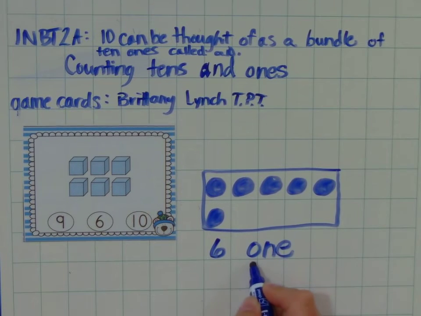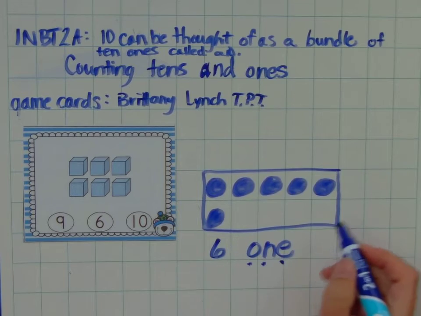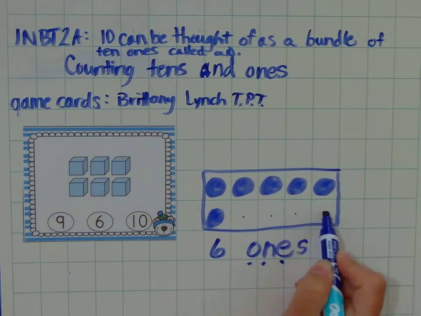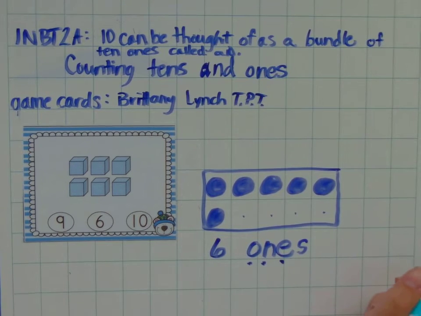O-N-E, keep moving. We'll all spell number one. 6 ones. You can see I need 1, 2, 3, 4 more ones to make a group of 10.